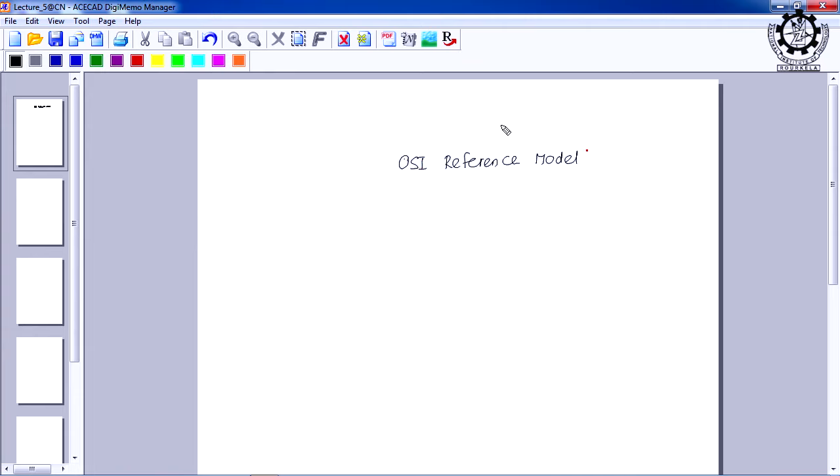So, we will start with the OSI reference model. We have studied the basics of this reference model, having 7 layers, starting from the physical layer till the application layer at the top. This reference model is basically known as the service oriented reference model.